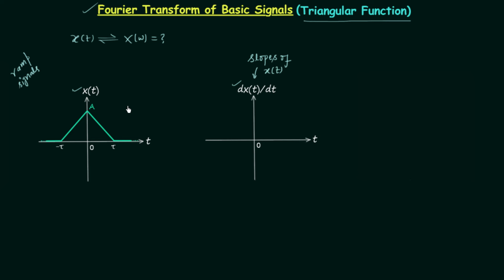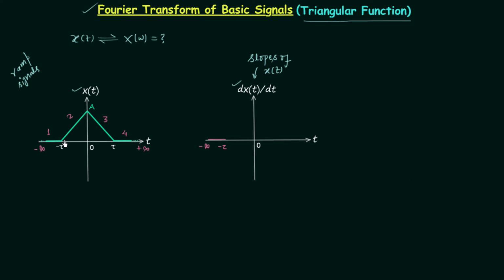So we will focus on the calculation of different slopes we are having in this particular function. So first we will identify how many straight lines we are having here. The first straight line is from minus infinity to minus tau. Then the second straight line is from minus tau to 0. The third one is this line from 0 to tau, and the fourth one is from tau to plus infinity. And if you look closely, you will find the first line is having the slope equal to 0. So dx(t)/dt will be equal to 0 from minus infinity to minus tau.